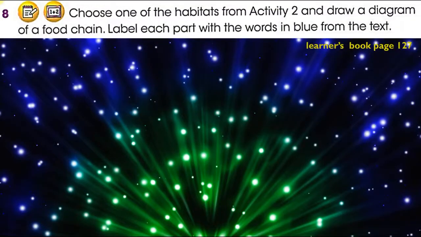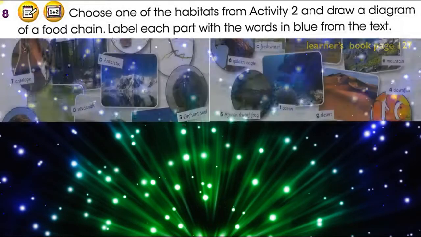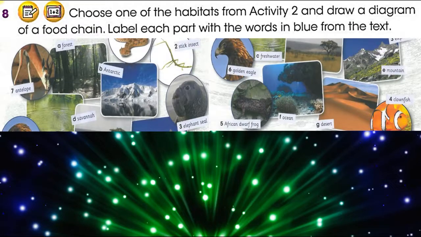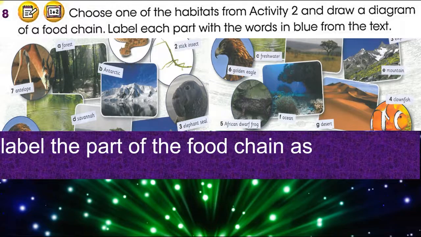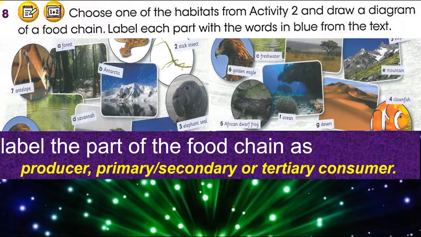Choose one of the habitats from activity 2. Draw a diagram of a food chain. Label each part with the words in blue from the text. These are the habitats and animals you've seen. Okay, label them. Producer, which one of them? The primary and secondary or tertiary consumer.